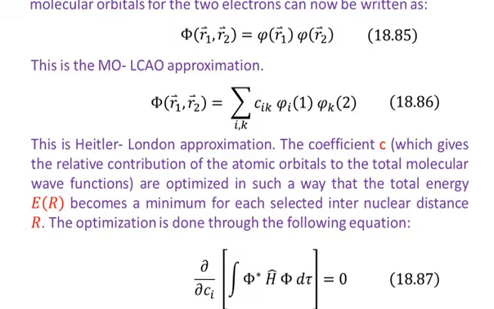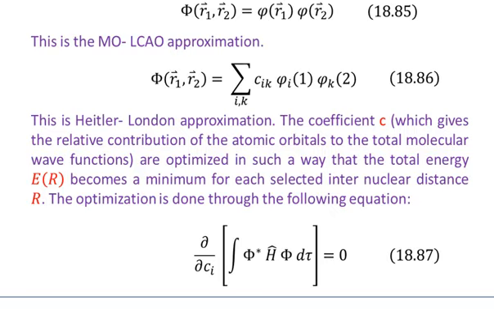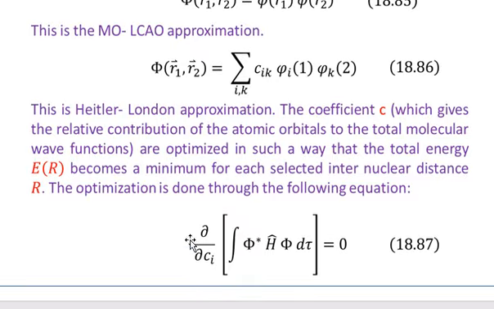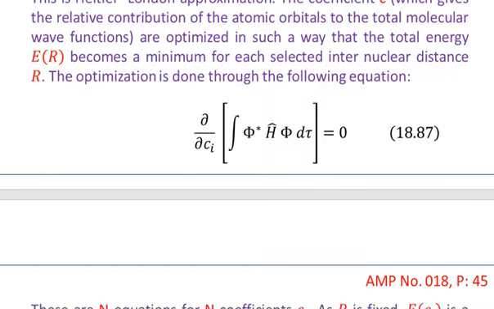So in order to optimize equation number 86, you perform this calculation: the partial derivative of the integral of phi star H operator, the Hamiltonian, phi d tau, with respect to Ci, should be set equal to 0. The solution of this equation will give you the values of the parameters which will optimize the wave functions, and which will also optimize the potential energy of the method due to Heitler and London to correspond to the value of the experimental data.